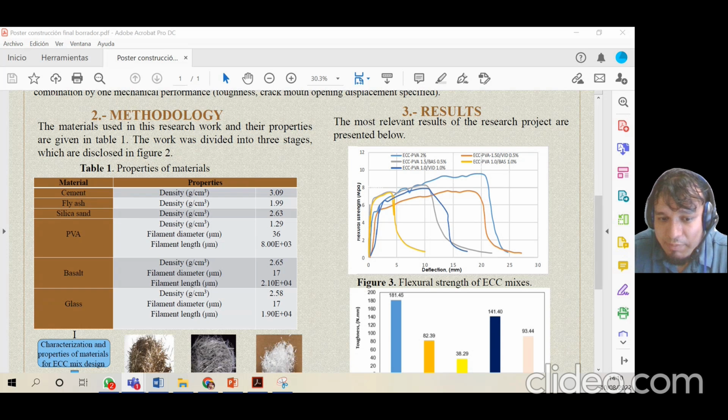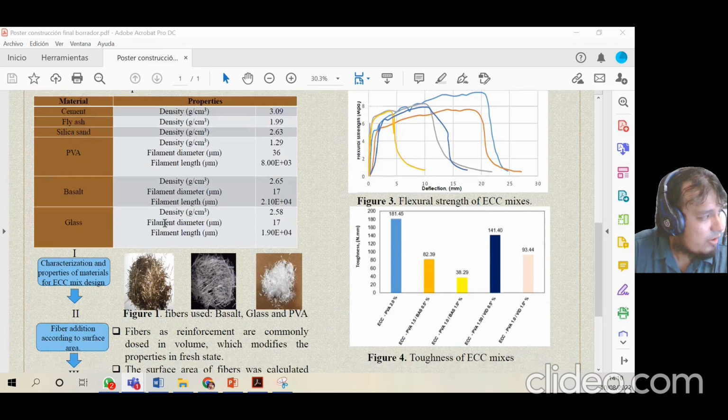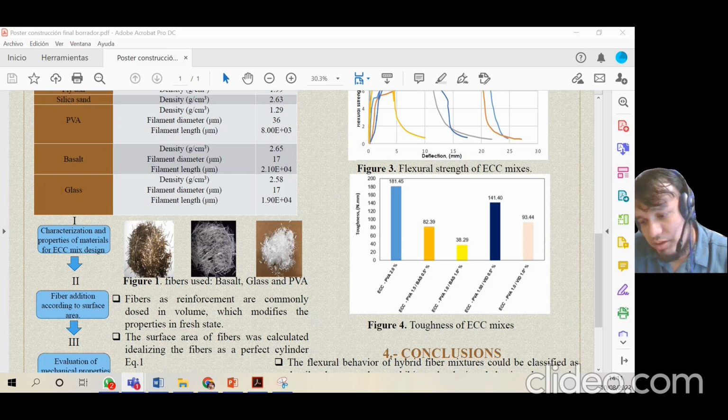Okay, the methodology of the project was divided in three stages. In stage one, we obtain the properties of each material, and you can see in stage one the characterization and properties of materials for engineering cementitious composite mix design. That is to say, in that first stage, we obtained the properties of each material to use in a mix design for ECC.